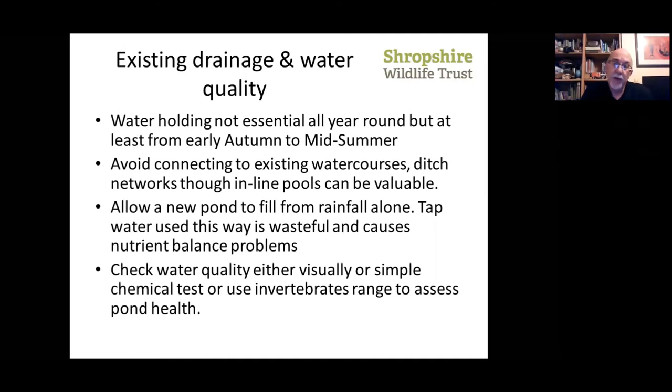And again, that's why rainfall, which is pH sort of 6.5, so it's slightly acidic, but it's not very acidic, so it tends to buffer things and keeps nutrients much lower. So a simple water quality testing kit is a good idea if you want to maintain and understand your pond and what it's up to. Or you can use invertebrates.